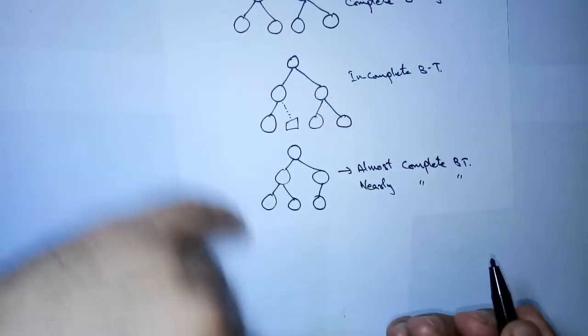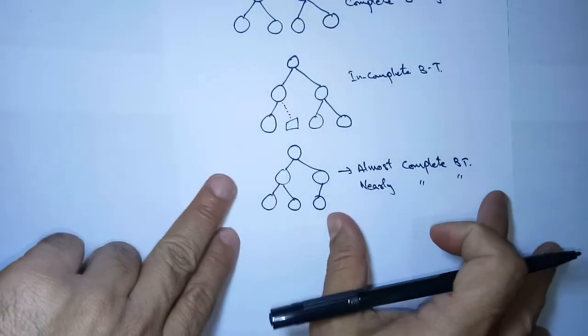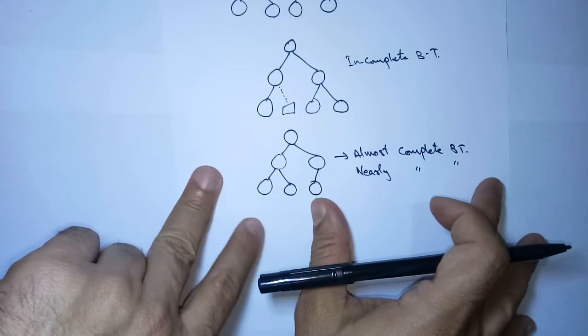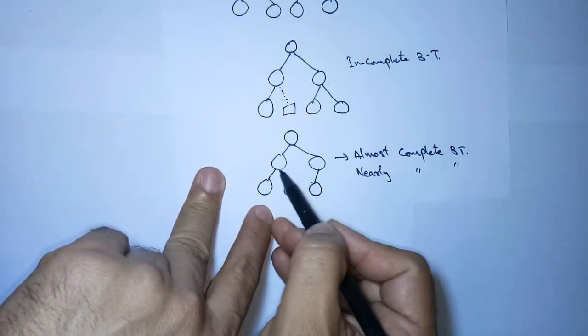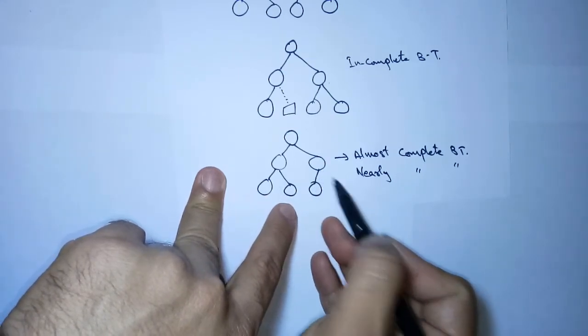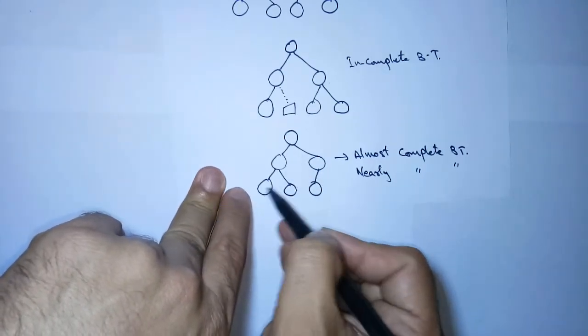So the definition of the nearly complete binary tree or the almost complete binary tree is if a node has missing last children, right? There is no gap in between.